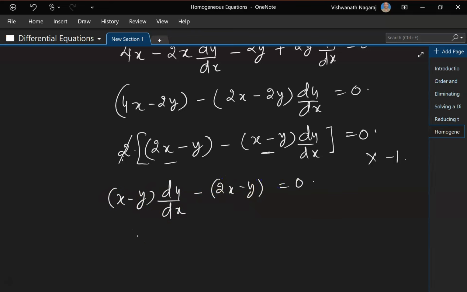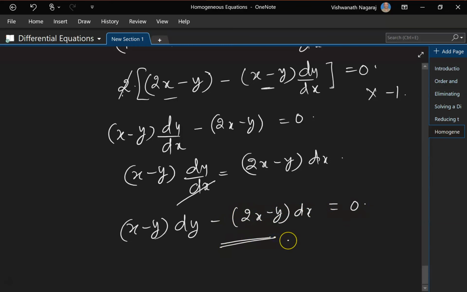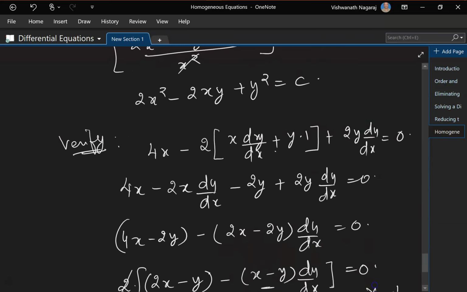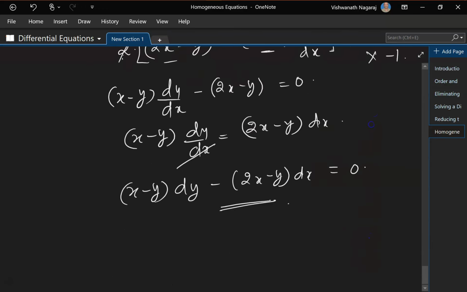Yes. Now x minus y dy by dx is equal to 2x minus y. This dx goes there, and let's bring that dx back to this side. 2x minus y dx is equal to 0. This is our problem statement. So we not only got the general solution, but we also verified that we have arrived at the correct solution.